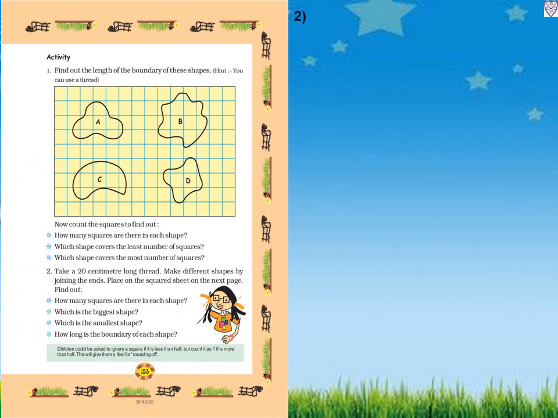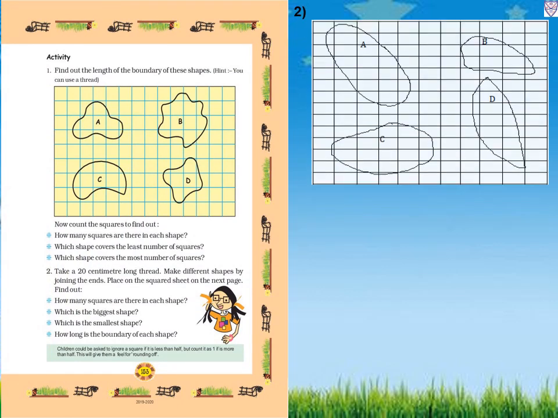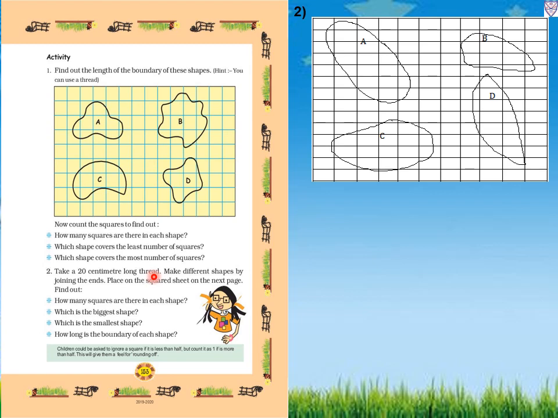Now same page number 2. Take a 20 centimeter long thread, make different shapes by joining the ends. Place it on the square sheet on the next page. So this way on the square sheet, we have to take a 20 centimeter long thread and make different shapes. Any shapes we can do. Place it on the square sheet on the next page.